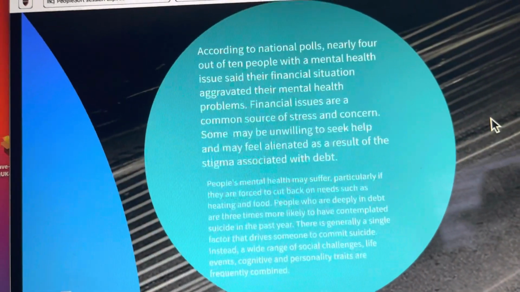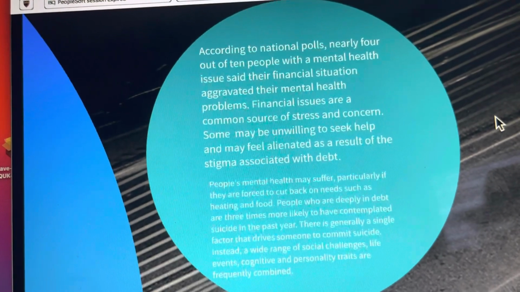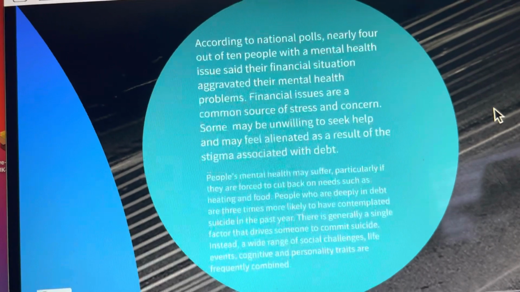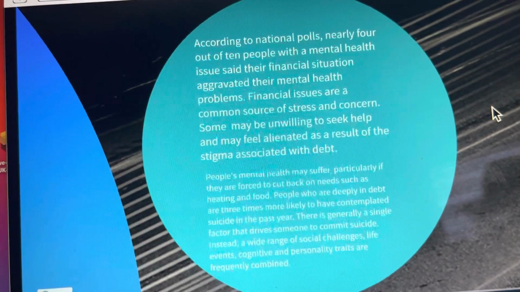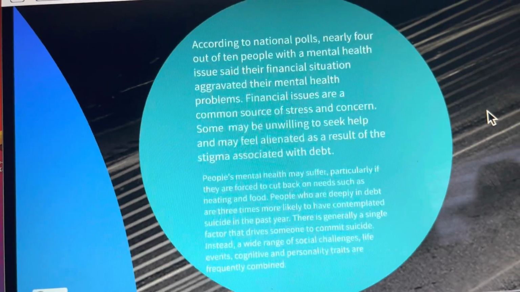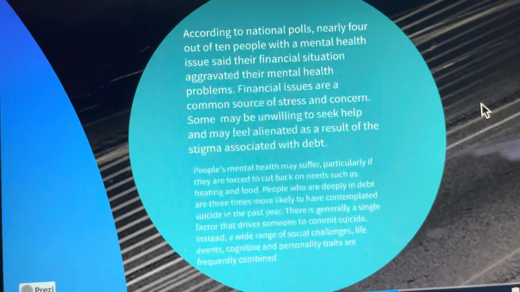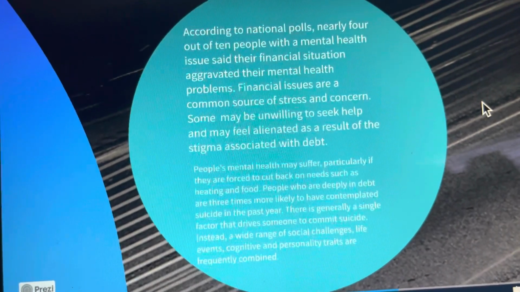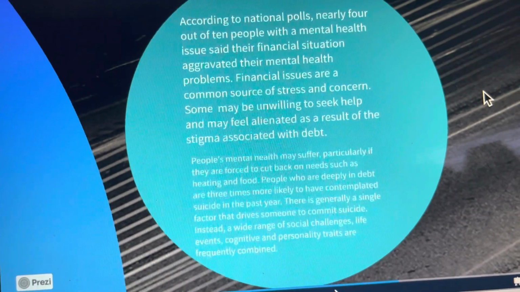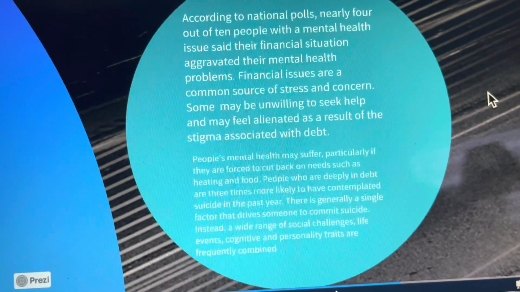Facts. According to national polls, nearly 4 of 10 people with a mental health issue said their financial situation aggravated their mental health problems. Financial issues are a common source of stress and concern. Some may not be willing to seek help and may feel alienated as a result of the stigma associated with debt. People's mental health may suffer, particularly if they are forced to cut back on needs such as eating and food. People who are deeply in debt are 3 times more likely to have contemplated suicide in the past year.